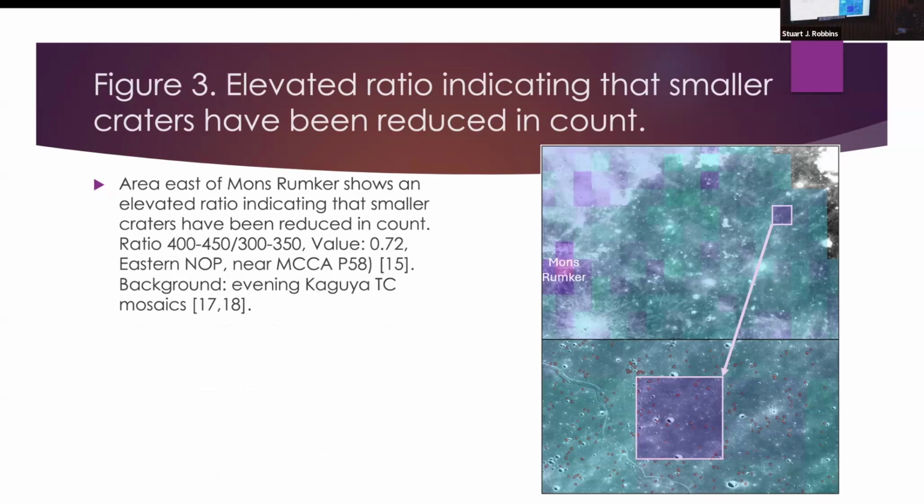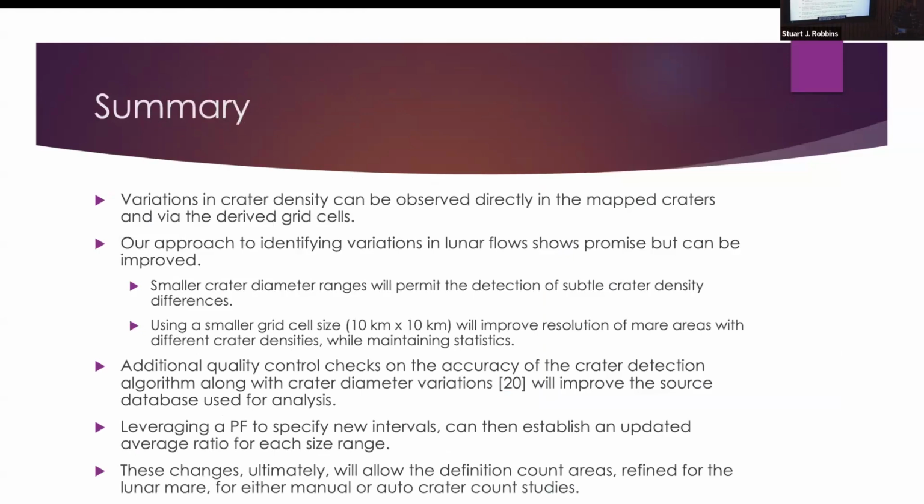So, just summarizing this part and working with the grid: we can see variations in crater density directly from the craters themselves before even putting them into a grid. So I kind of question the usefulness of the grid. There are ways to improve that.